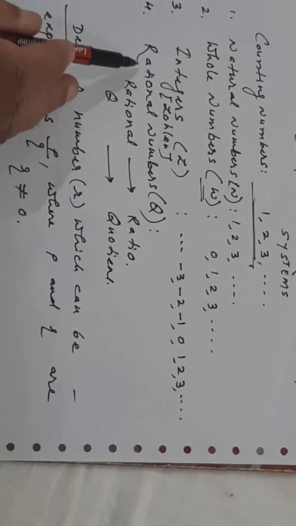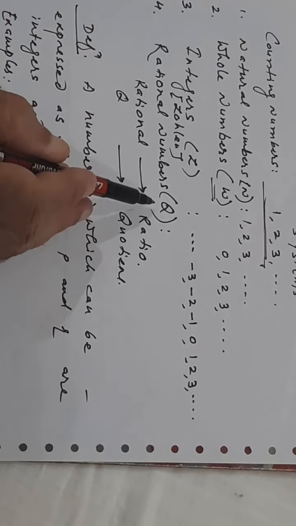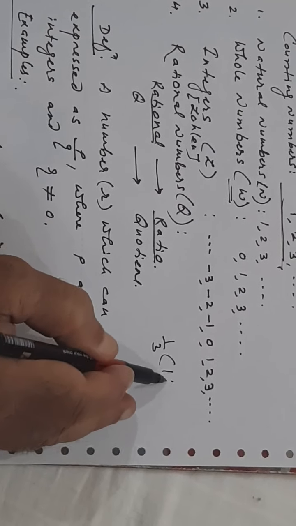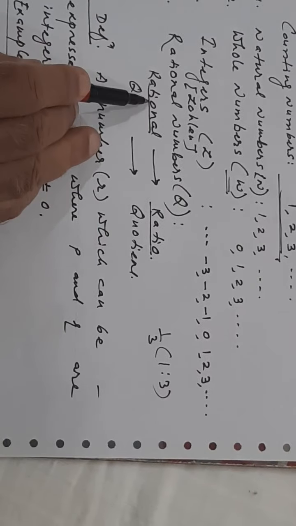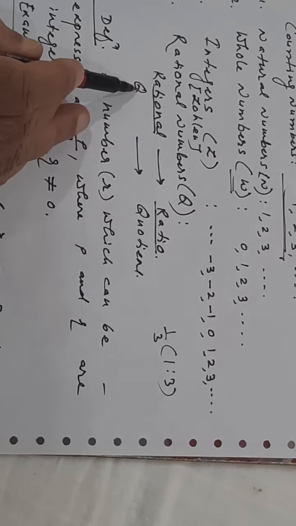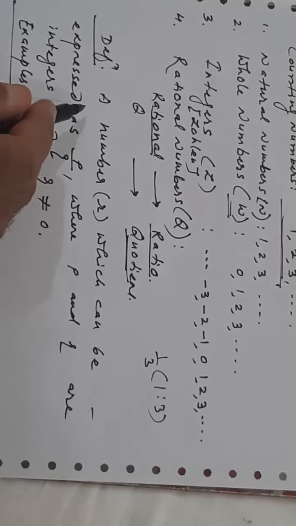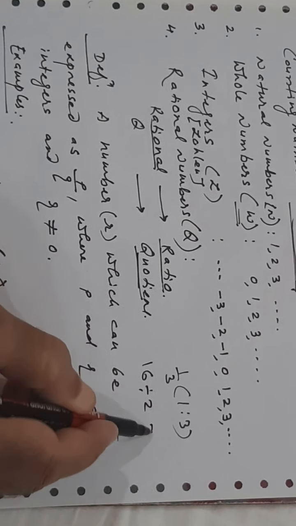And the fourth type of numbers are rational numbers. What is it? The word rational has come from ratio, like 1/3 or 1:3. So the rational word has come from ratio, and the symbol is Q. Q means quotient. Any number divided by any other number, we get an answer. That answer is called the quotient. Like 16 divided by 2, what is the quotient? This is 8.